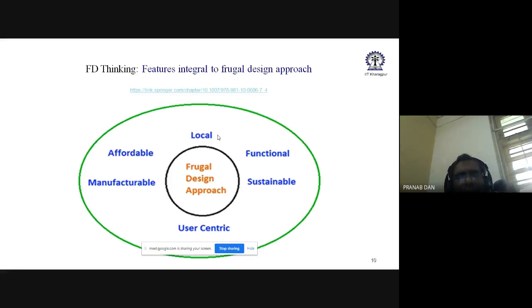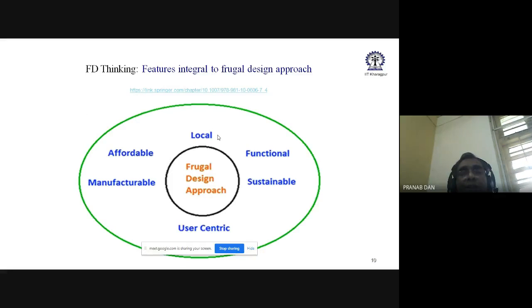In this presentation, please treat this as a very introductory one. If you are interested, then we can have a different discussion later. But the frugal design thinking, of course, you hear the Prime Minister every other day talks about local, etc. There it is a feature that it has to be done locally. It should be affordable, manufacturable, functional, sustainable, and user-centric. And that's the design approach, the modern or emerging design approach. That's what I mean for our kind of economy. Please proceed.